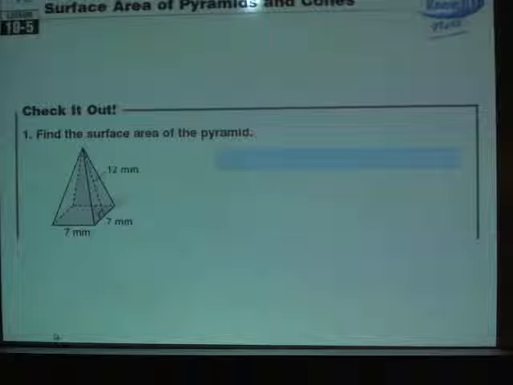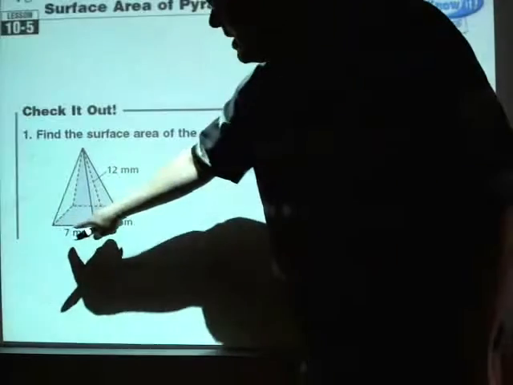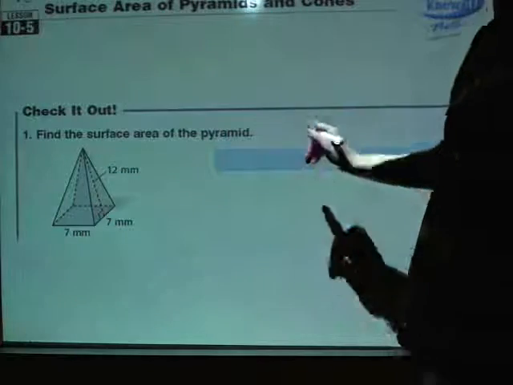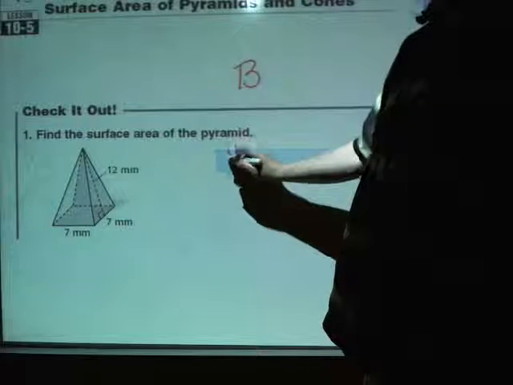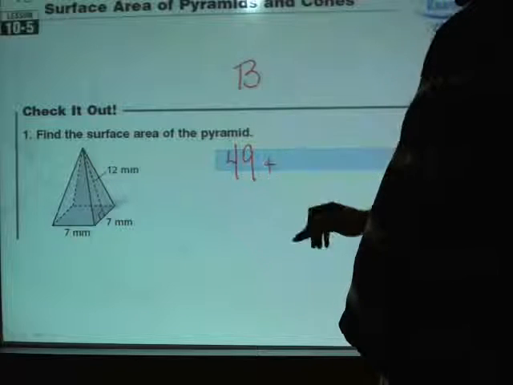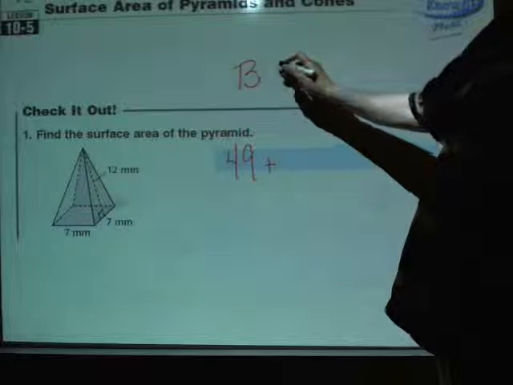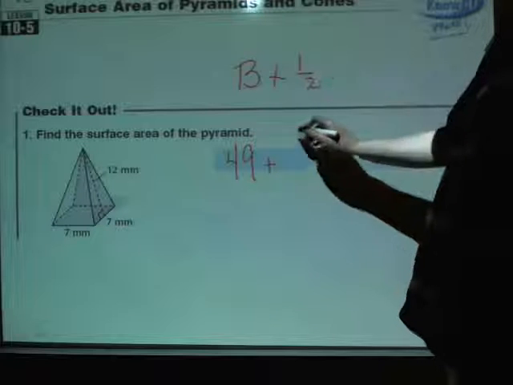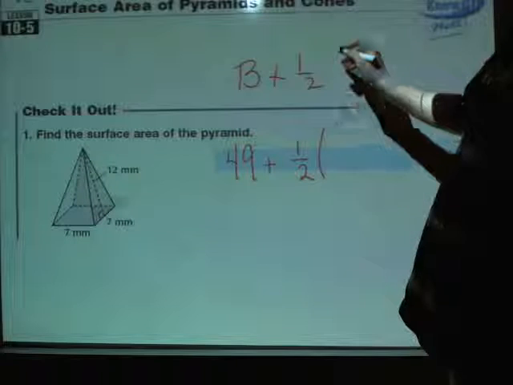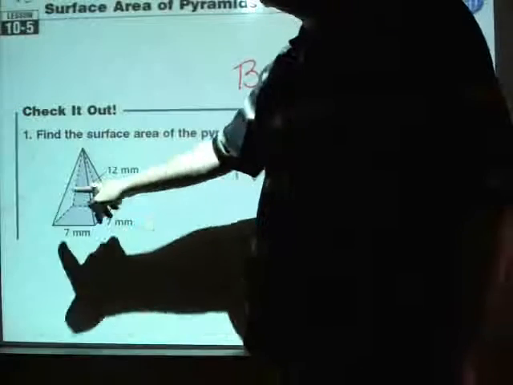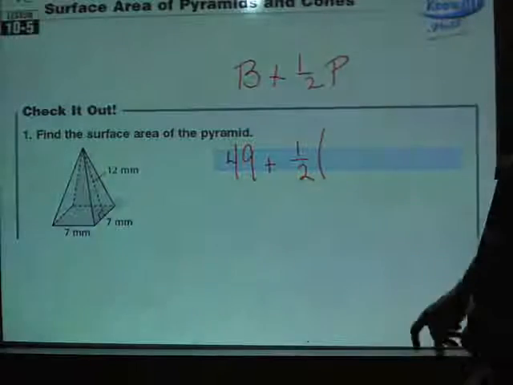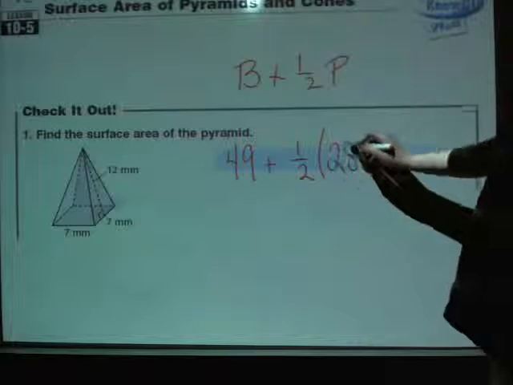All right, so let's find the surface area of the pyramid here in the first check it out example. Again, the formula says, start off, you want to find the area of the base. So as you can see, the sides of the base are both 7. 7 times 7 is 49. We're going to add to that 1/2, which is just part of the formula, times the perimeter of the base. So what we get when we add up the 4 sides, a 7 and a 7 and a 7 and a 7, that's going to make 28. 7 times 4 is 28.